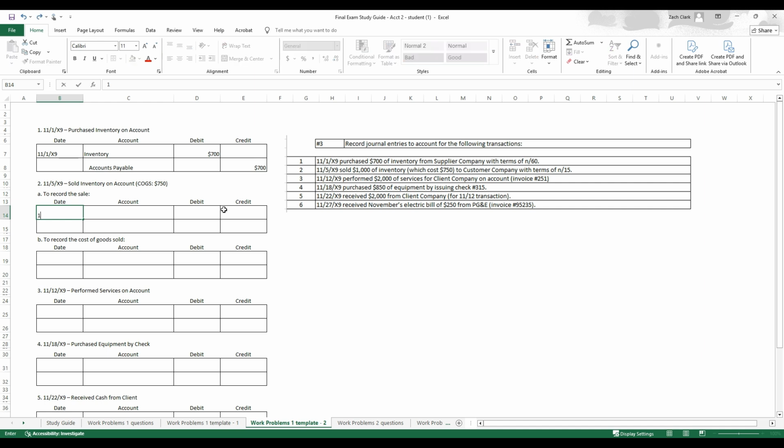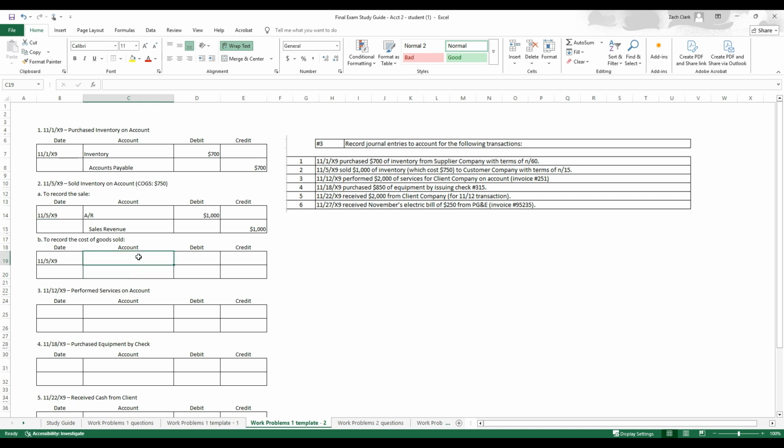Then we sold on the 5th. We sold $1,000 of inventory, which cost us a certain amount of money. And so the first part to record the sale here, we're going to say AR, and it's $1,000. And then we're going to say sales revenue. Revenue, I spelled that wrong. 1,000.